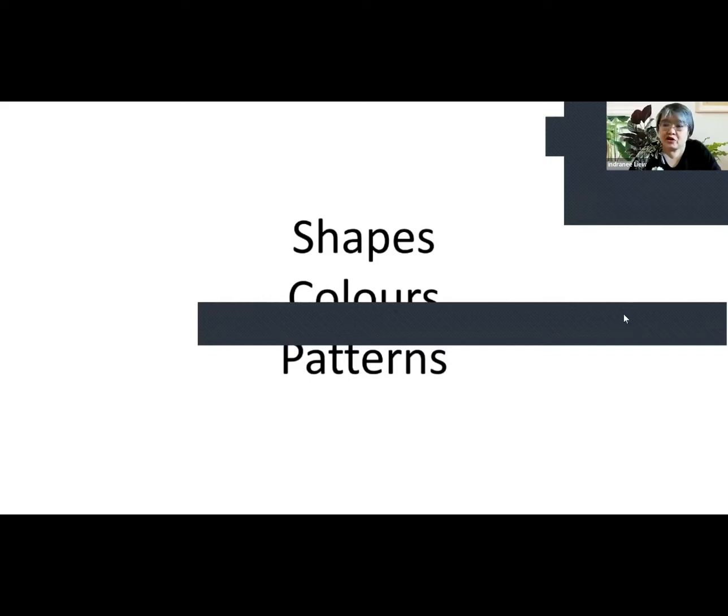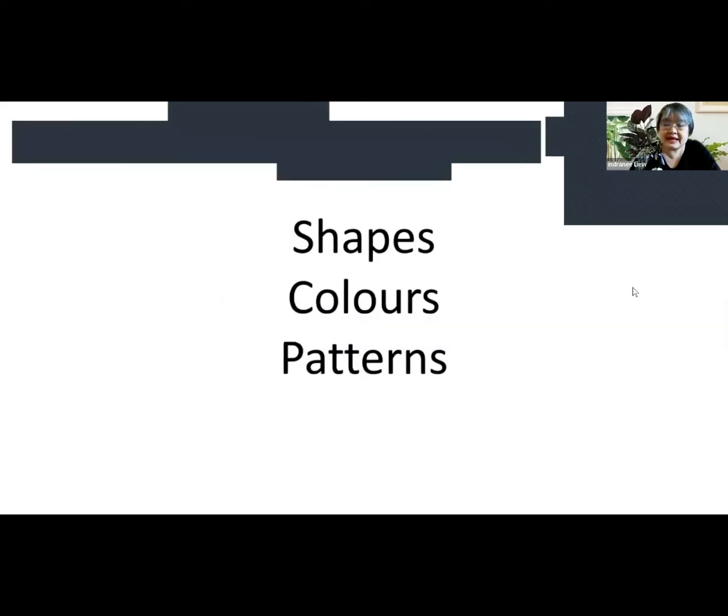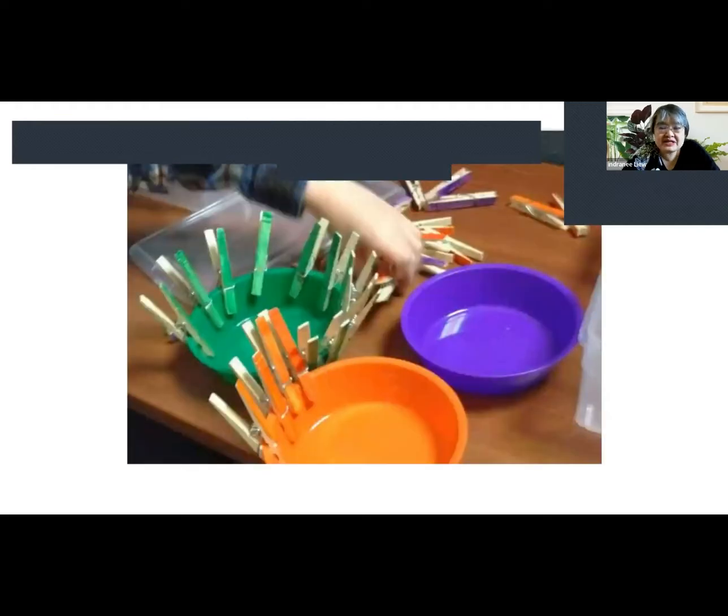Okay, can you see shapes, colors, and patterns? Yes. Okay, look at this. We can do this, right? These are plastic plates you can easily buy. And then these are wooden pegs, clothes pegs. You can buy them from DIY, and what is the other one? The Daiso. And then you paint it.